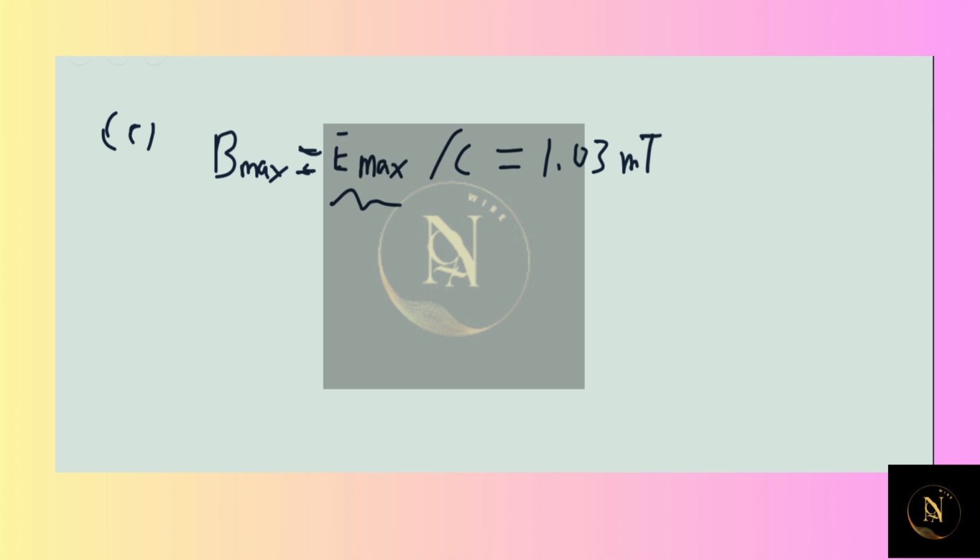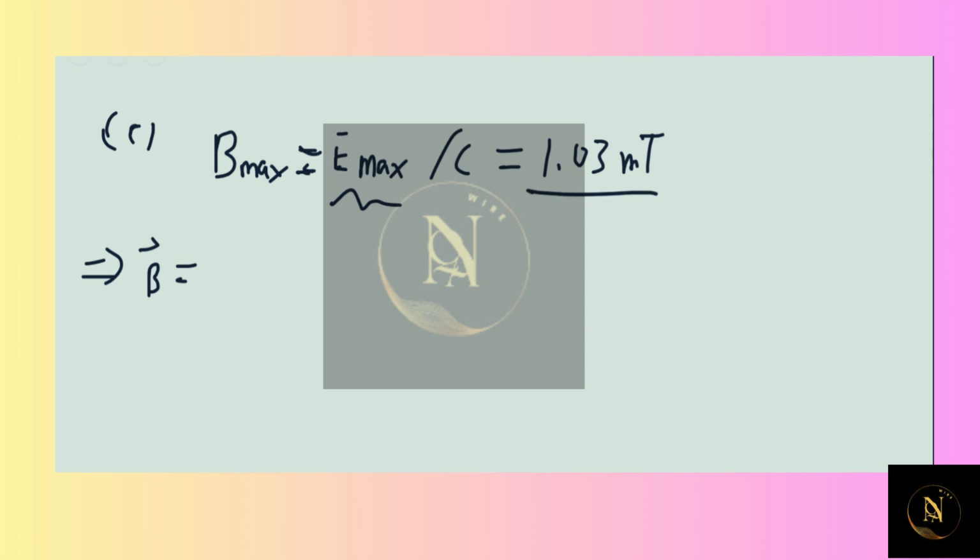In part C, we want to find out the vector representation of this B field, because we know the magnitude of the B field has a relation with the magnitude of the E field as follows: B equals E over c, right? Because we already know the magnitude of the E field from the problem itself, we can determine this value very easily. This is 1.03 millitesla.